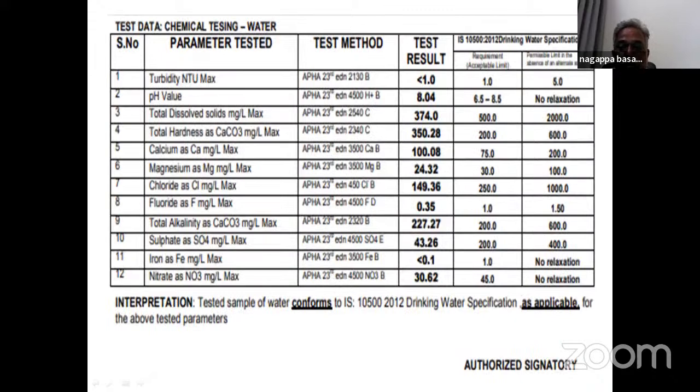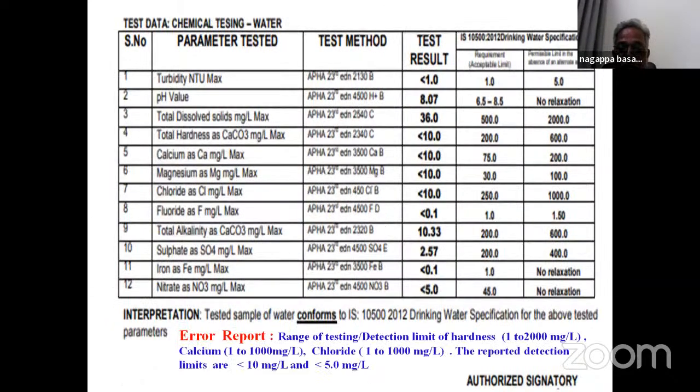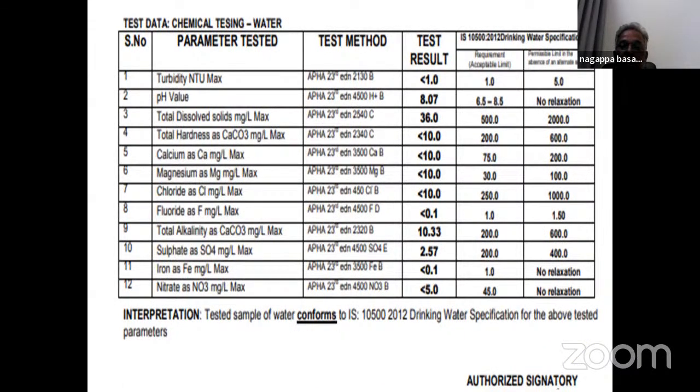One more report is there. This is important. Please refer to this report. TDS is 36. Hardness is less than 10. Calcium is less than 10. Magnesium is less than 10. Chloride is less than 10. Is it an acceptable report, or is it a straight away rejectable report?